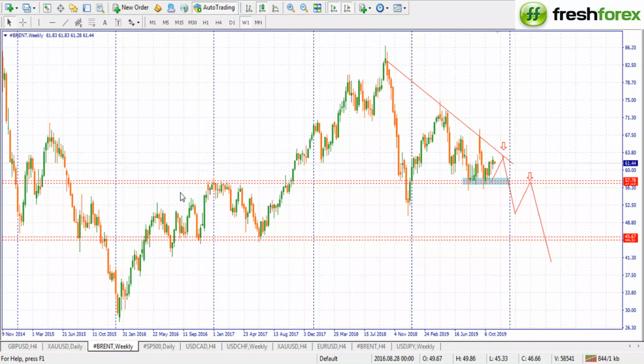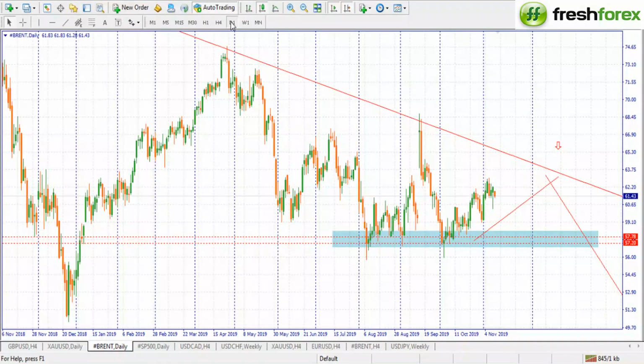On this chart, I don't want to add much. I'm still holding on to just the trade which I had previously. I don't want to add anything. The idea is to hold on to the previous trade, expecting price to move up to this resistance, this one here.